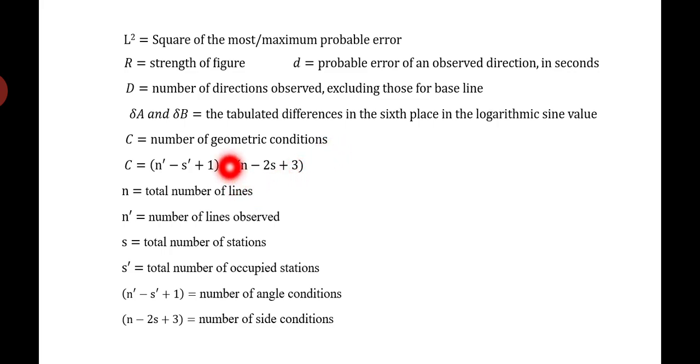Now here you will have the condition C is equal to n dash minus s dash plus 1, plus n minus 2s plus 3. Now the small n is the total number of lines, n dash is the number of lines observed, s is the total number of stations, s dash is the total number of stations actually occupied. Now n dash minus s dash plus 1 is the number of angle conditions, and n minus 2s plus 3 is the number of side conditions. So we are going to see how to get this.